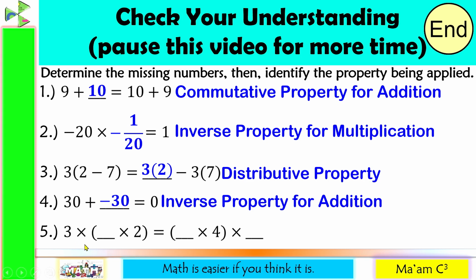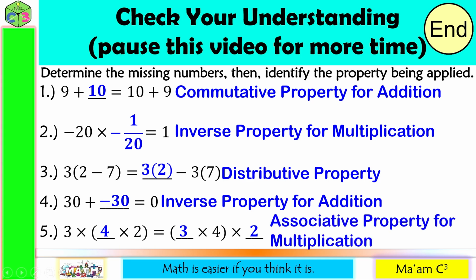Last one, 3 times the quantity blank times 2 is equal to quantity blank times 4 times blank. So in here, we only have one missing number. In here, we have 2. So the answer here is 4. The answer here is 3. And the answer here is 2. So the groupings have changed, but the product is the same. This is associative property for multiplication.